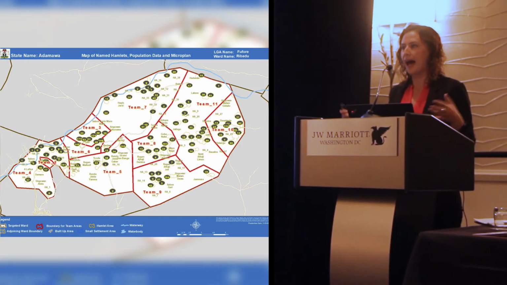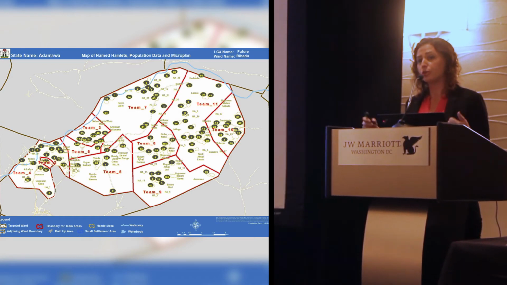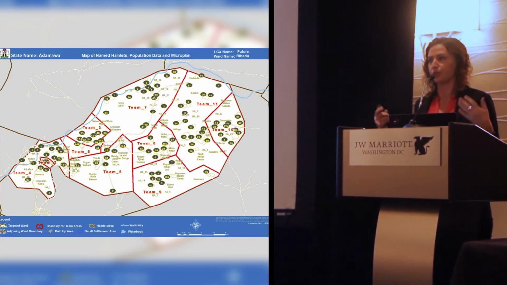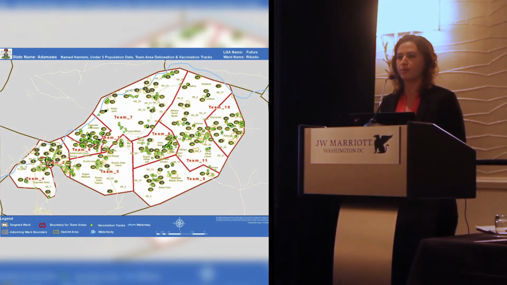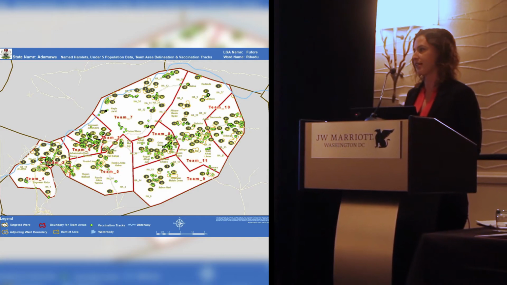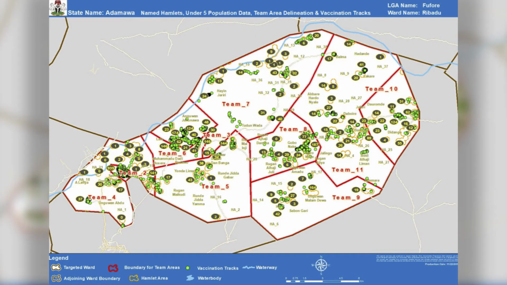But it's not just about having the data. You need to actually use the data to change how people execute their work. In Nigeria for polio, we do this by providing GPS trackers to the vaccination teams so that we can actually determine if they are reaching all of the locations that we have mapped. The green dots on this map show us that they have reached all of these locations.